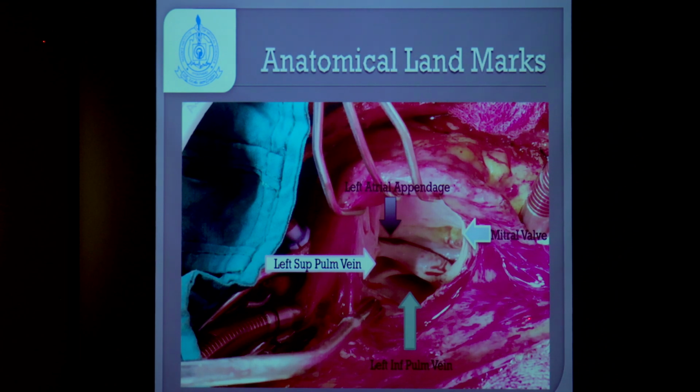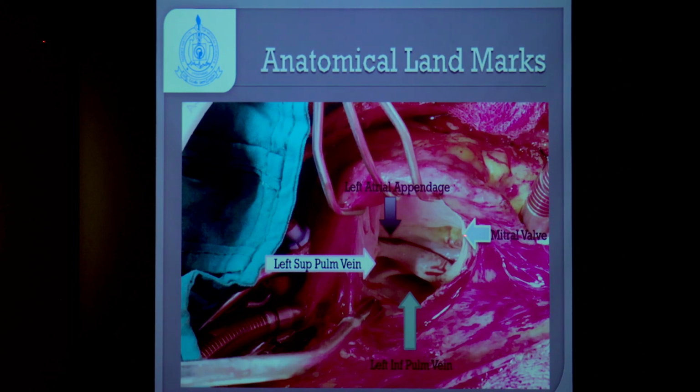All other important structures, the left circumflex artery, the coronary sinus, the left trigone, the right trigone, the supposed aortomitral curtain, the non-coronary cusp, and even the AV node, are all not visible to the eye. We just have a very approximated view of where this probably is, along these lines. But this is what we actually see.